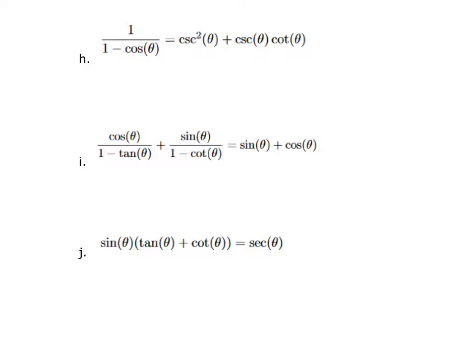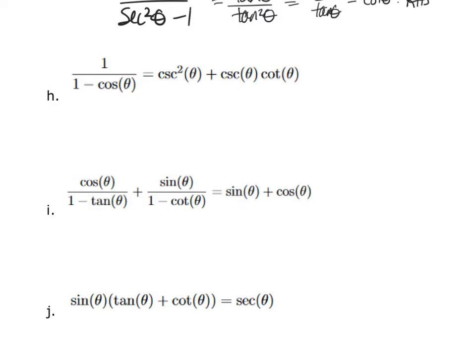Now, with H, what I see is a mix of sine and cosine, secant, cosecant, cotangent. The left-hand side has cosine, but the right-hand side does not. That leads me to want to use the right-hand side and print everything in terms of sine and cosine. So I'm going to declare the right-hand side cosecant squared theta plus the cosecant theta cotangent theta. And I'm going to turn everything in terms of sine and cosine because the left-hand side has cosine.